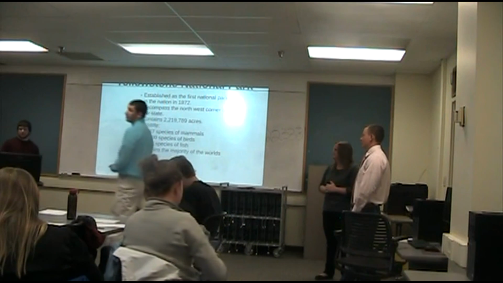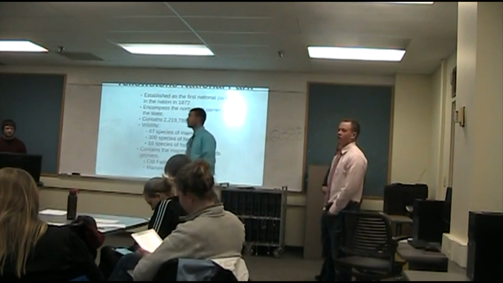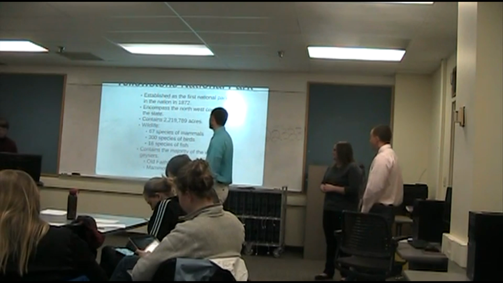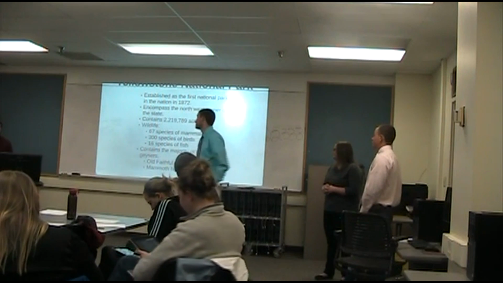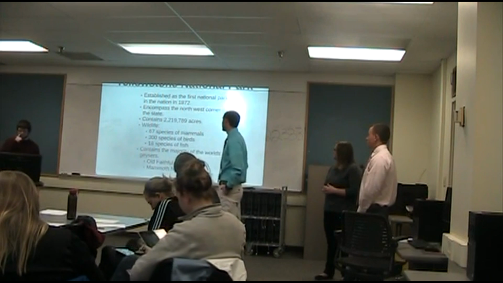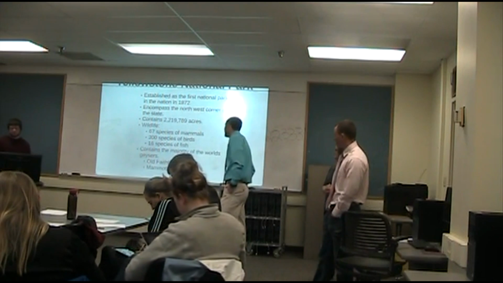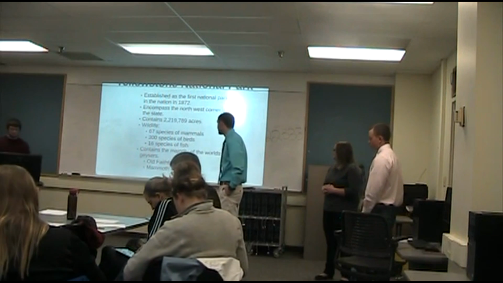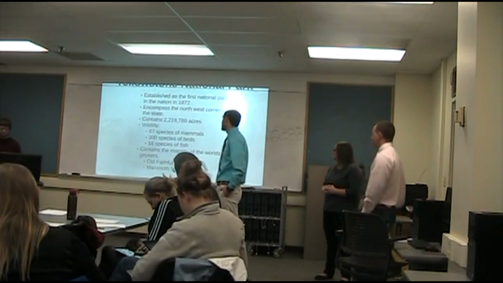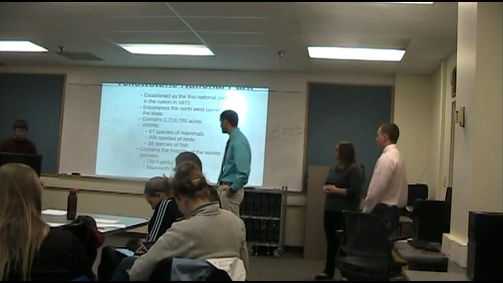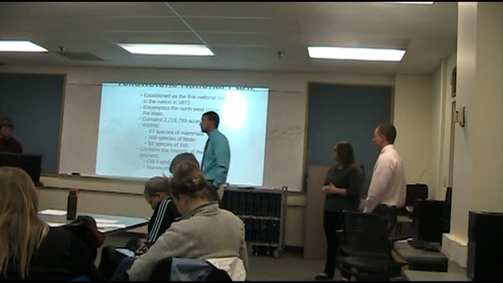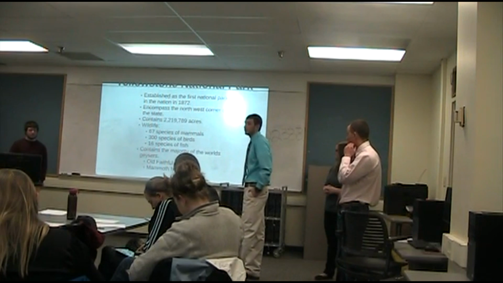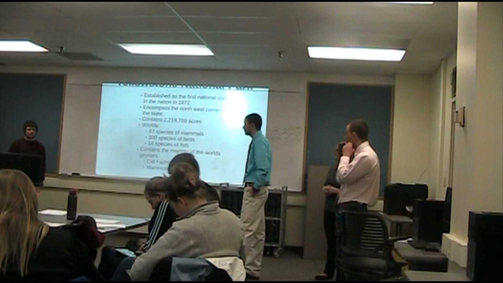So, some facts, okay, can I have everyone's attention, please? Alright, so some facts about Yellowstone. As we mentioned, it was established as the first national park in the nation in 1872. It encompasses the northwest corner of the state. It contains 2,219,789 acres. It's got 67 species of mammals, 300 species of birds, and 16 species of fish. And it contains the majority of the world's geysers, which include Old Faithful, Mammoth Hot Springs, and we all know that super volcano destroyed all of us.